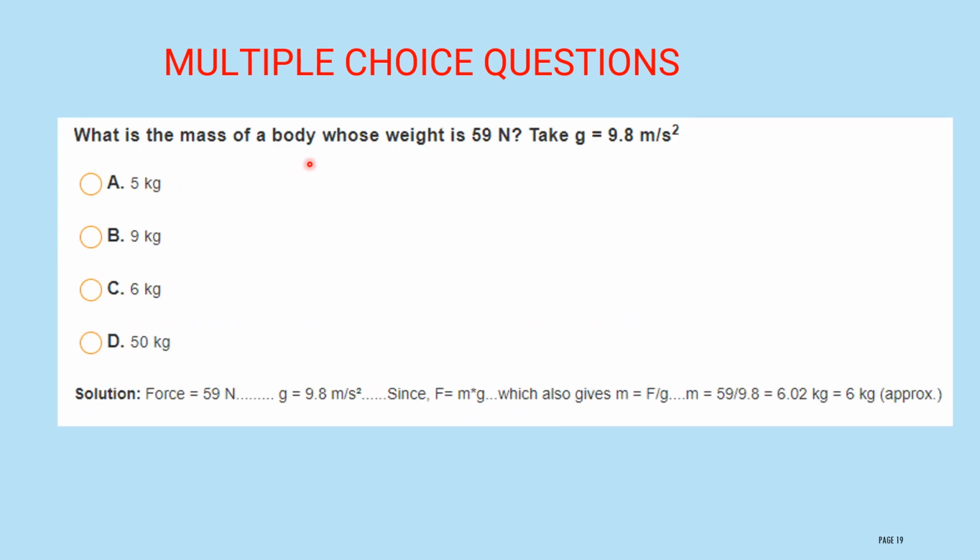Next question, what is the mass of a body whose weight is 59 newton? Take g value as 9.8 meter per second square. Here they have given force is 59 newton, g is 9.8 meter per second square. You know the formula F is equal to m into g. If you want to calculate m, then alter the equation, then m will be F divided by g. Then m will be equal to the value of force 59 divided by g value 9.8. If you simplify, you will get 6.02 kg, approximately 6 kg. Therefore, the correct answer for this question is 6 kg.